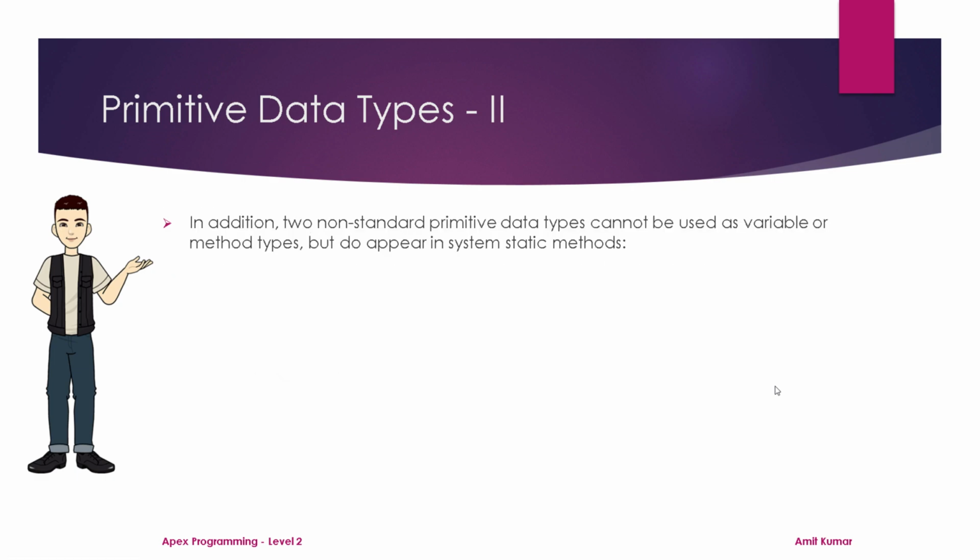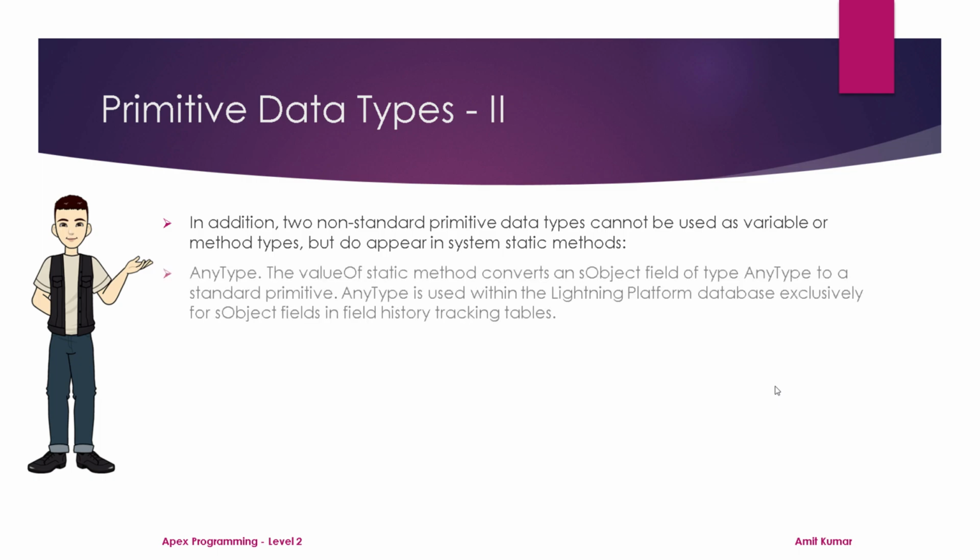In addition, two non-standard primitive data types cannot be used as variable or method types but do appear in system static methods. So certainly we cannot create variables or pass them as method arguments, but we can use them in system static methods. These two non-standard primitive data types are AnyType. Now AnyType is the type itself. Don't get confused with the name.